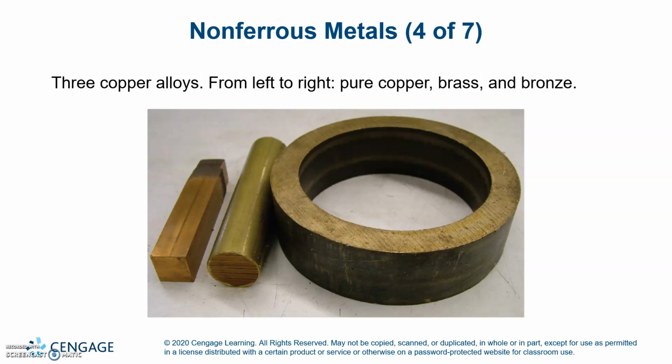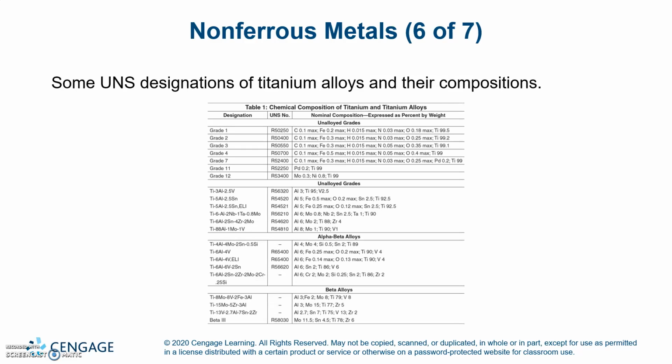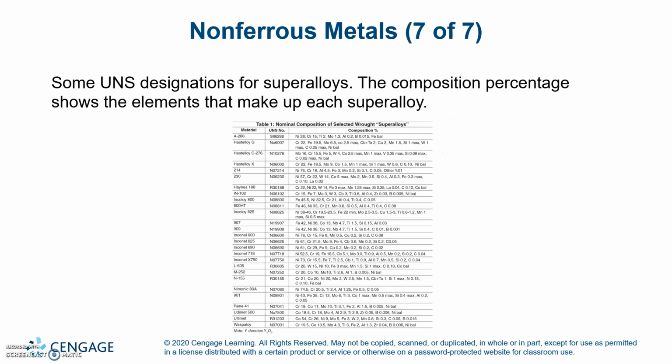Three copper alloys from left to right is pure copper, brass, and bronze. UNS designation numbers and major alloying elements for some wrought and cast copper alloys. Some UNS designations of titanium alloys and their compositions. Some UNS designations for superalloys. The composition percentage shows the elements that make up each superalloy.